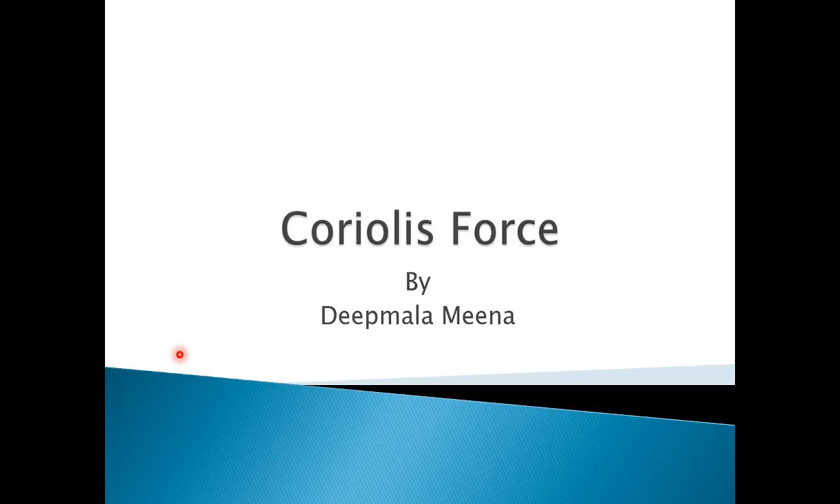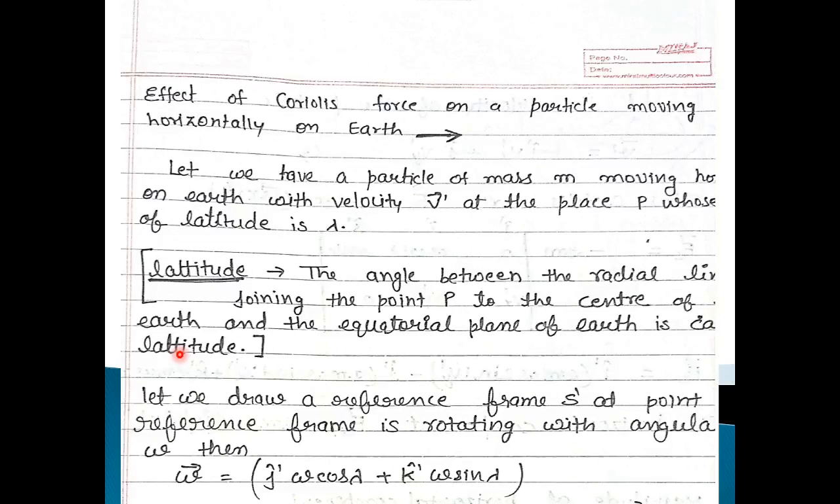Today we will discuss the effect of Coriolis force on a particle moving horizontally on Earth. For this, let me consider a particle of mass m moving horizontally on Earth with a velocity v dash at the place P, whose angle of latitude is lambda.